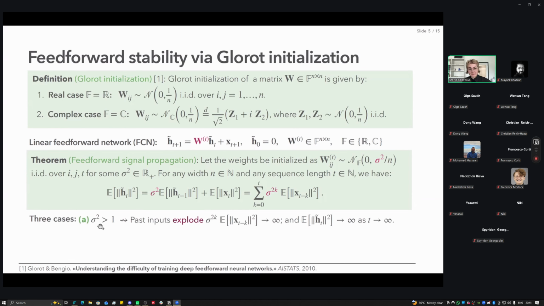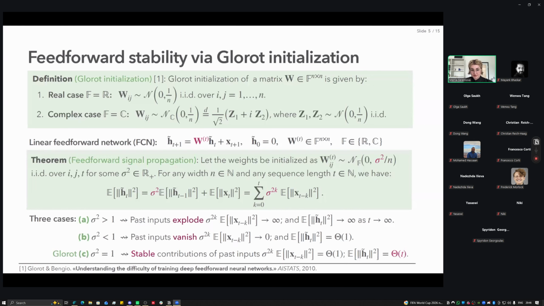The first one, where sigma_w squared is larger than 1, means that the impact of all the past inputs explodes with larger k, and the norm of the complete hidden state also explodes. So that's not a good case. The second case, where sigma squared is smaller than 1, means that the impact of the past inputs vanishes. So this is forgetting of the past inputs, and the total norm of the hidden state converges to a constant.